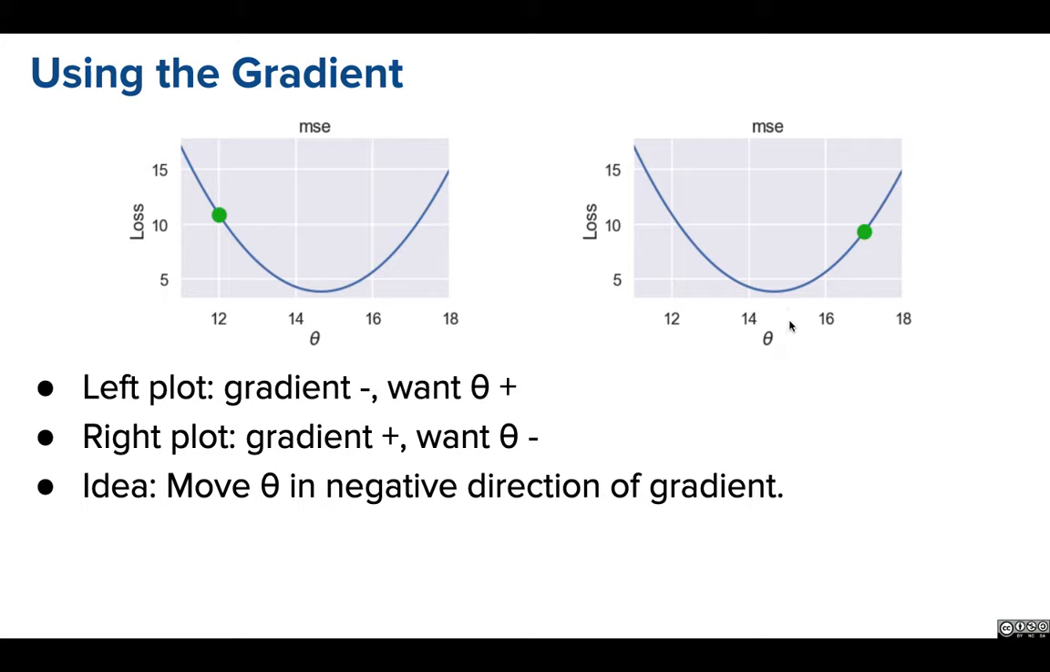So right here, theta is simply the value 17, let's say. And I can make the loss negative by moving theta towards 16, or maybe 15. Similarly here, theta is the value 12, and I can make the loss smaller by making theta like 13 or 14. So the idea is that the gradient tells us the direction in which we want theta to move.